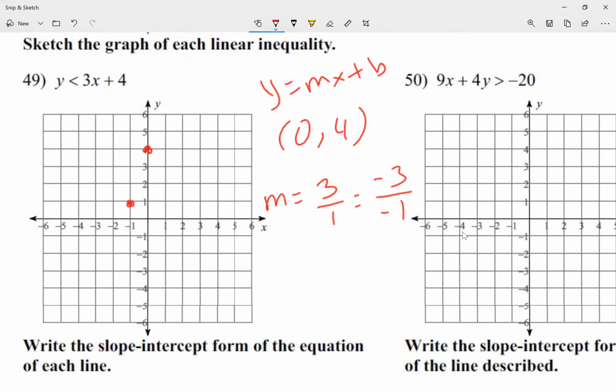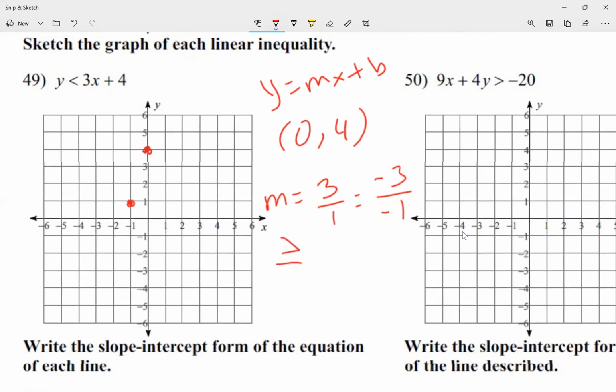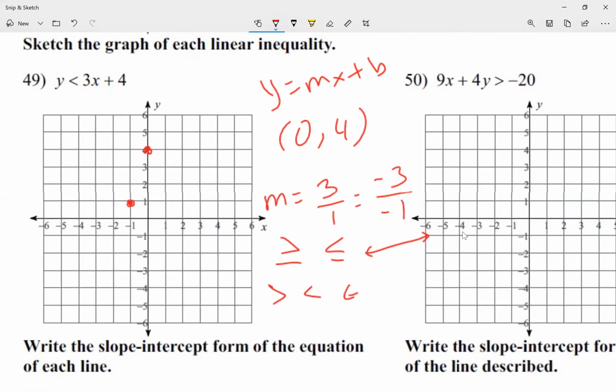Now for inequality signs, my line is either going to be a solid line if it has the or equal to part at the bottom, my line is solid. But if it doesn't have the or equal to at the bottom, my line will be dotted. So in this case, it's going to be a dotted line.